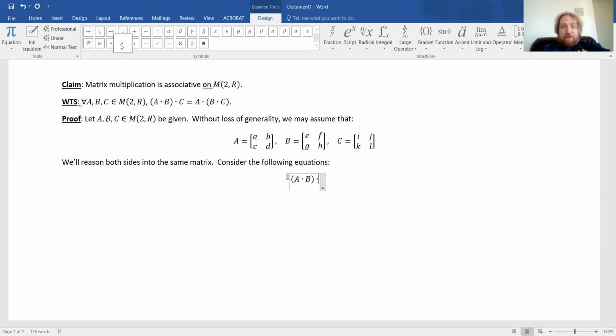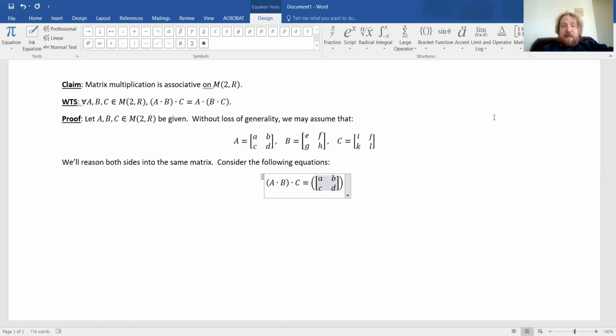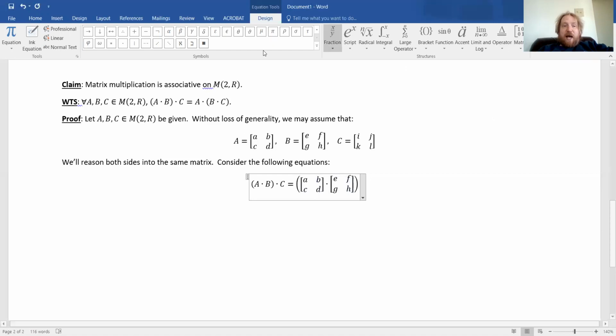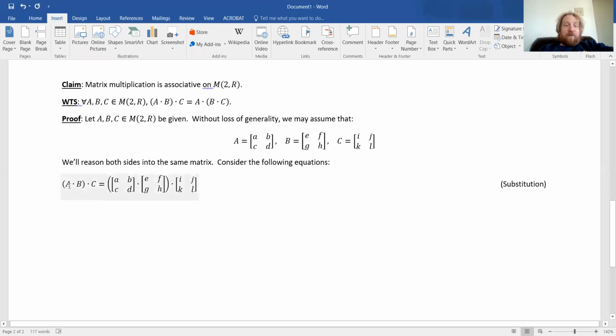A times B times C is the expression A, B, C, D times E, F, G, H times, outside of the parenthesis, I J K L. This is just by substitution of what A, B, and C are. See, that's why we needed to assume what A, B, and C were, so we could plug stuff in. Now, let's do inside the parenthesis first.